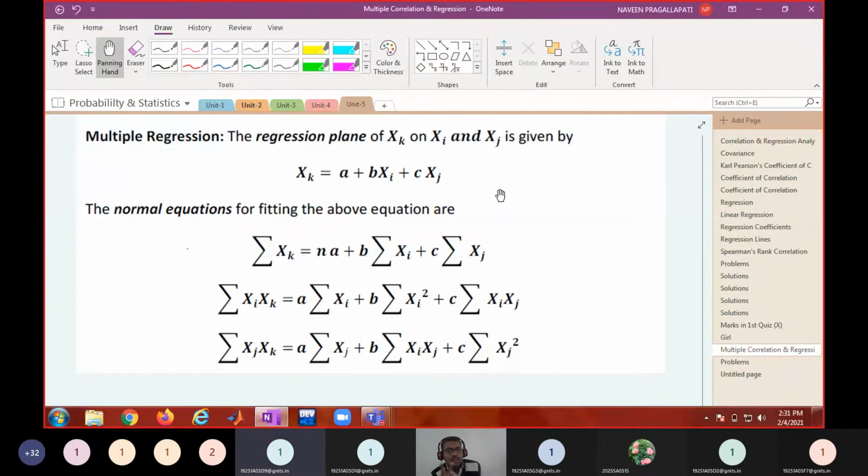We got Y on X and X on Y. In a similar way, you can write the regression plane of x1 on x2 and x3, or x2 on x3 and x1, or x3 on x1 and x2. Accordingly, you can write down the normal equations. Instead of x1, x2, x3, I have written a generalized formula by treating it as kij.